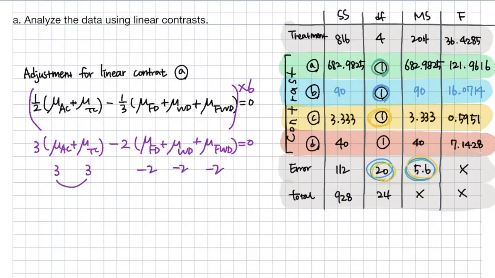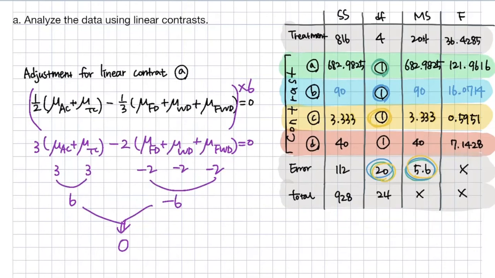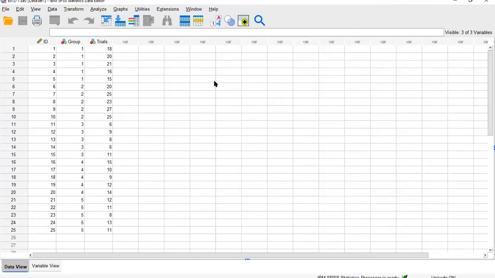So if I add up, this is 6, this is negative 6. So if I sum them up, my sum of linear contrast coefficients is exactly 0. So when we have a linear contrast with a fraction like 1/3, or something with more decimal points, we need to make our linear contrast coefficients integers.